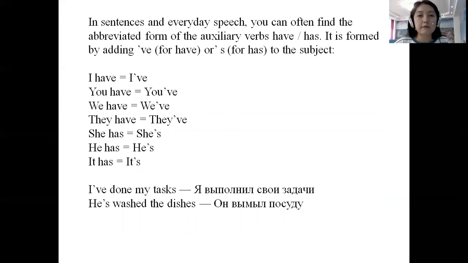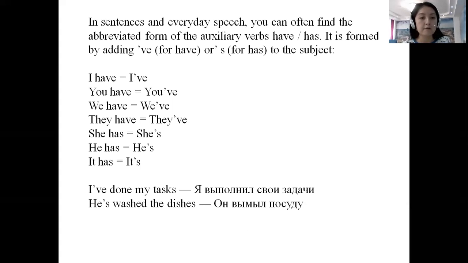In sentences and everyday speech, you can often find the abbreviated form of the auxiliary verb have or has. It's formed by adding an apostrophe and v for have, or apostrophe s for has, to the subject. Look at this. I have, I've. You have, you've. We have, we've. They have, they've. She has, she's. He has, he's. It has, it's.